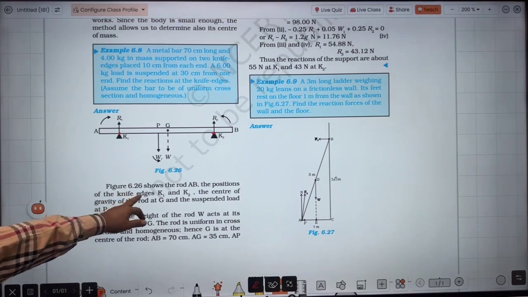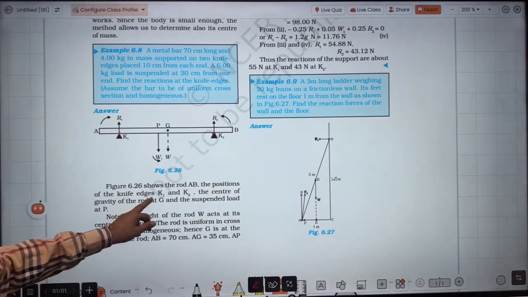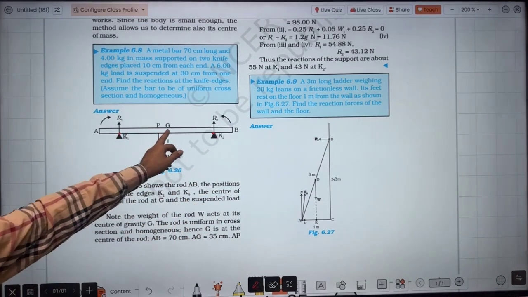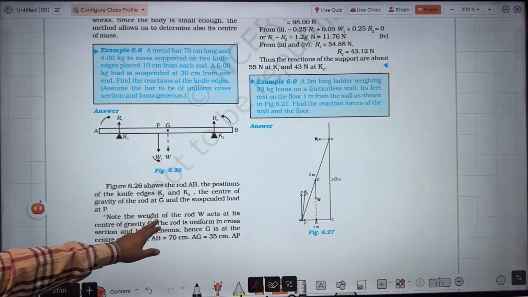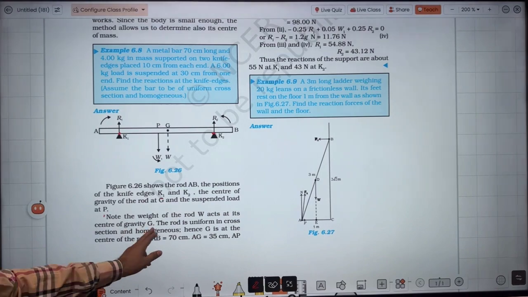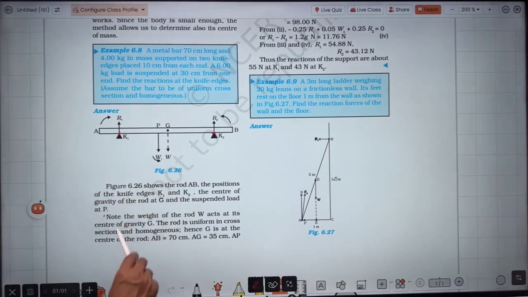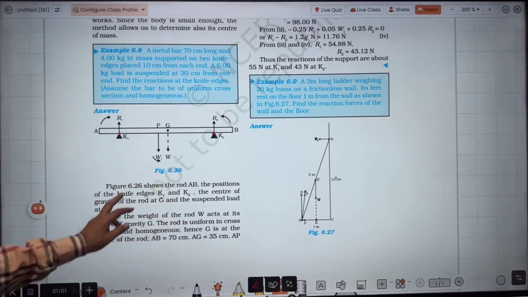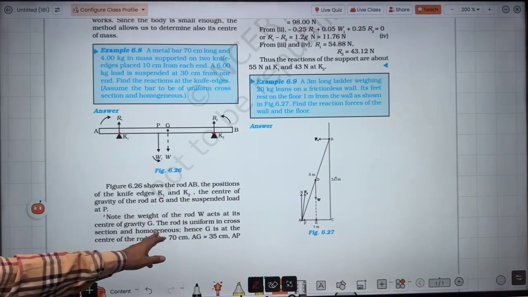So here the figure shows the rod AB, the positions of the knife edges K1 and K2. The center of gravity of the rod is at G and the suspended load at P. Note the weight of the rod W acts at its center of gravity. You know very well. So here the weight will act. The weight will not have any rotating effect, but this will. So in order to counteract, there will be some torque here, which we are going to calculate.